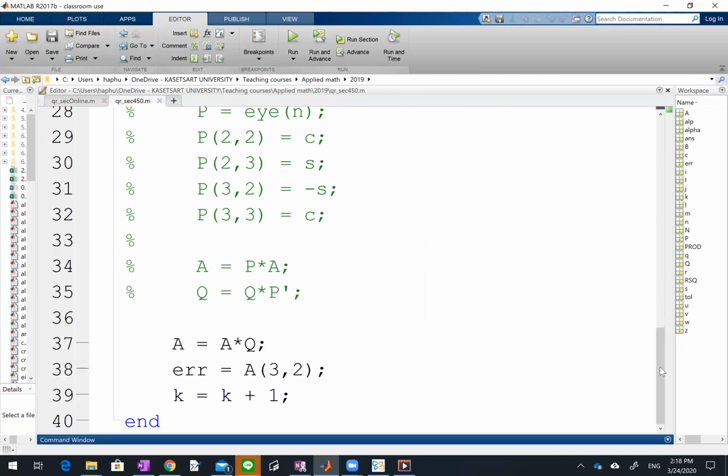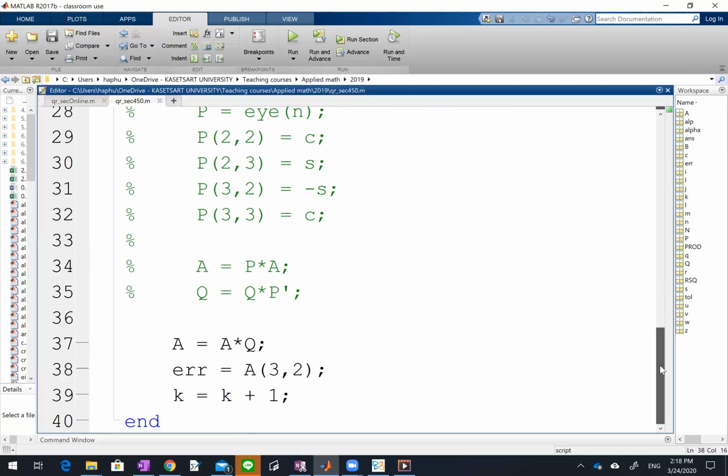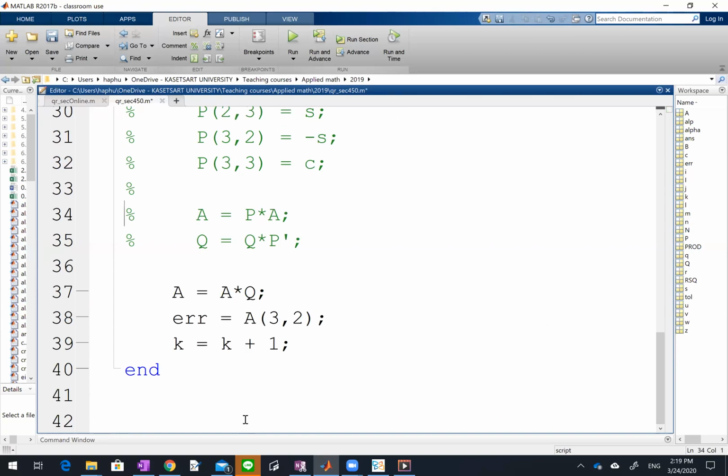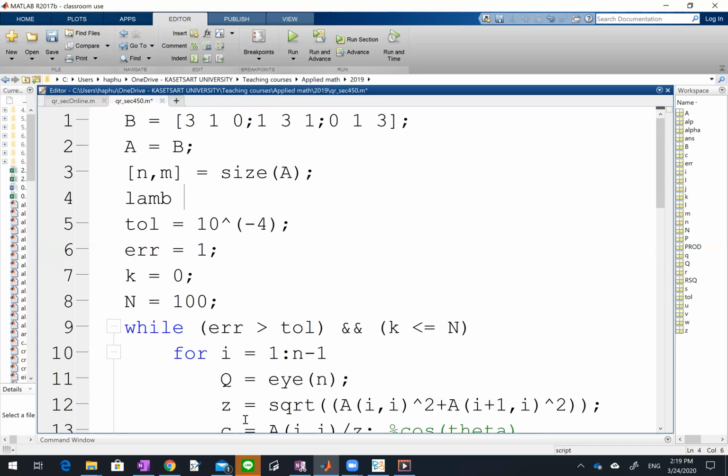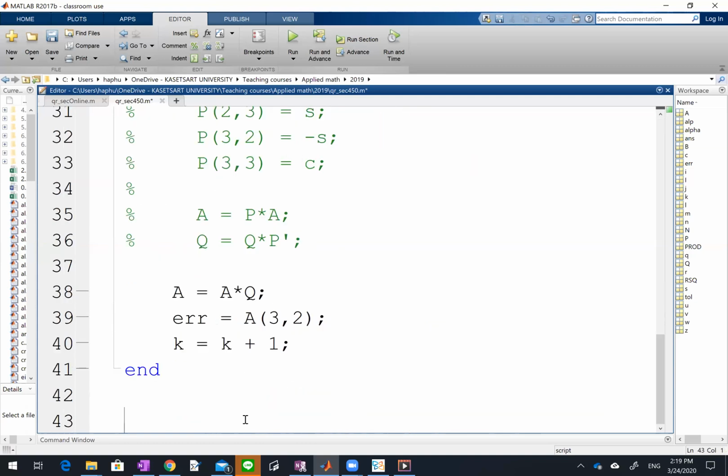Note though that this QR is not finished yet. You still need to do more. After you get this, you might want to store your eigenvalue. So somewhere around here, you might want to say lambda is just an empty set. And once you get the first eigenvalue, you might want to say lambda is just lambda, and then you put A33 as the first eigenvalue that you get.